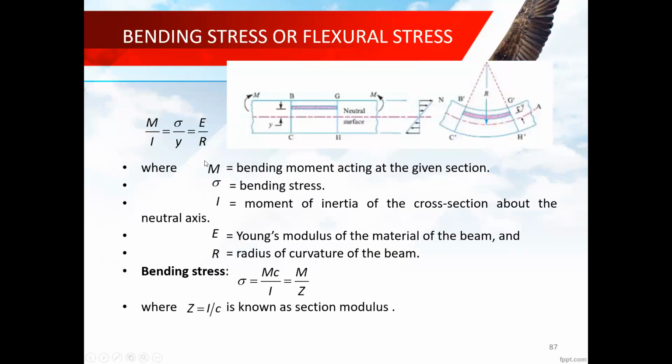Next, bending or flexural stress. Based sa figure, M over I is equal to sigma Y over E, which is equal to E over R, where M is the bending moment acting at the given section, sigma is the bending stress, I is the moment of inertia of the cross-section about the neutral axis, E is the Young's modulus of the material of the beam, and R is the radius of curvature of the beam. So the bending stress, sigma is equal to MC over I, which is M over Z, where Z is equal to I over C, known as the section modulus.